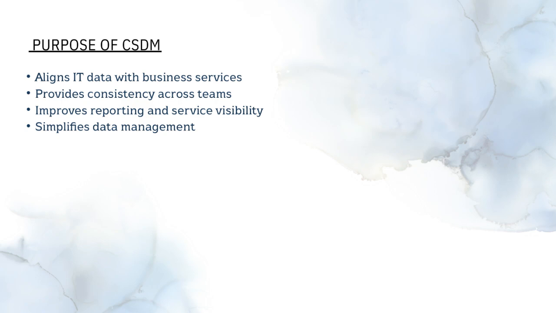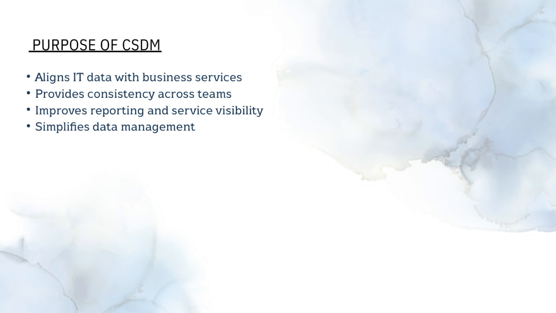First, it aligns IT data with business services. This means we can see how our IT assets directly support the services that matter most to the business. It creates a clear connection between technology and business outcomes. Next, it provides consistency across teams. When everyone is working with the same data definitions and structures, collaboration becomes much smoother. This consistency helps us avoid misunderstandings and ensures that everyone is on the same page.